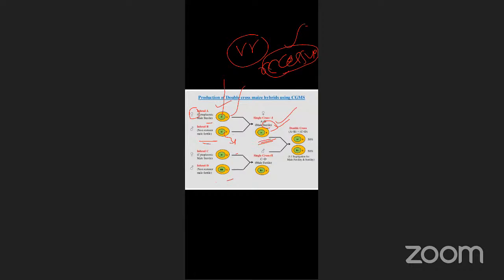But in the second, line C and line D, the first is cytoplasmic male sterility, the same as in line A. And what about line D? Line D is male fertile. Line B is also male fertile.